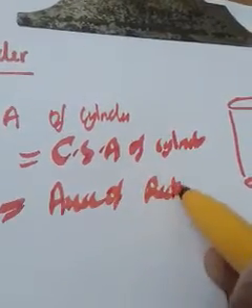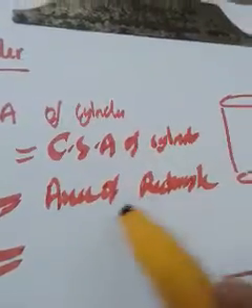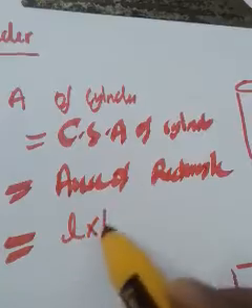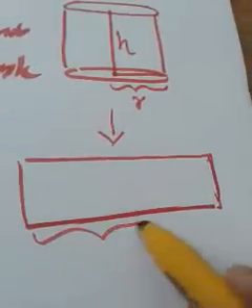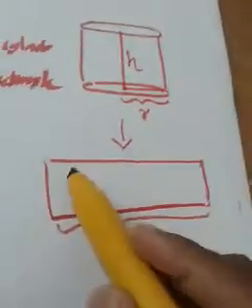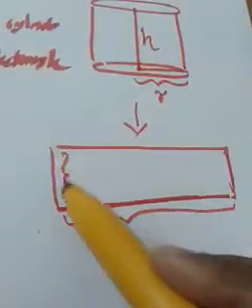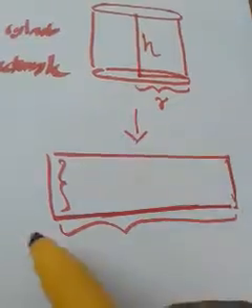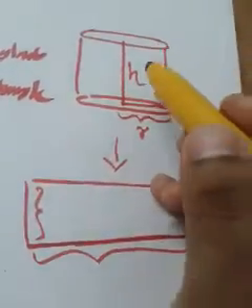Now I think you are following area of rectangle. What is the formula for calculating the area of a rectangle? It is very simple. The formula is given by L into B. So we need L and we need B. L stands for length of the rectangle and B stands for breadth of the rectangle. We need both, then only we can calculate the area of this rectangle. Once you get the area of this rectangle, that is nothing but the curved surface area of the cylinder.